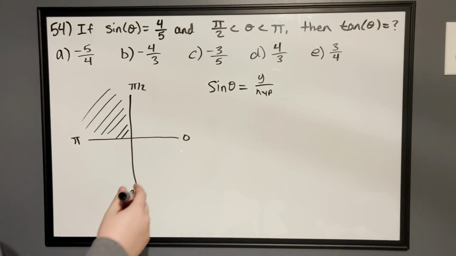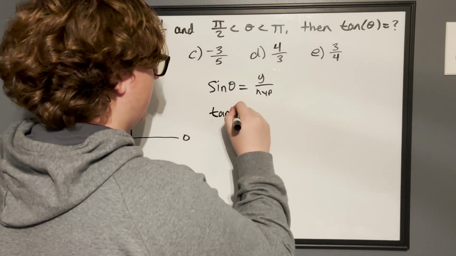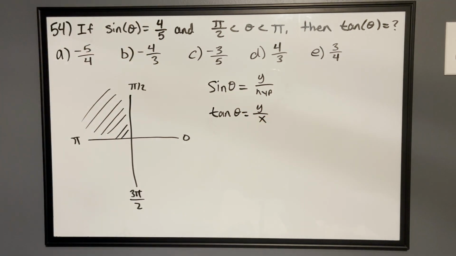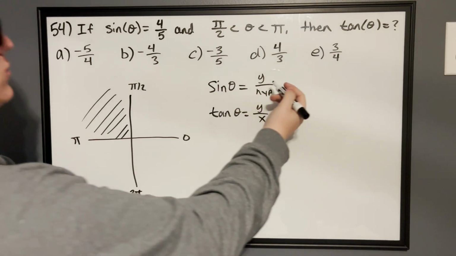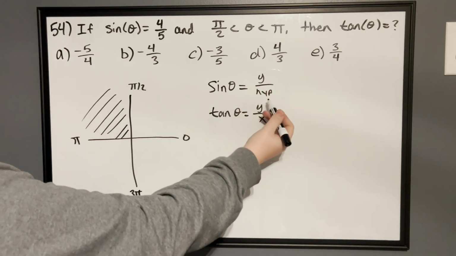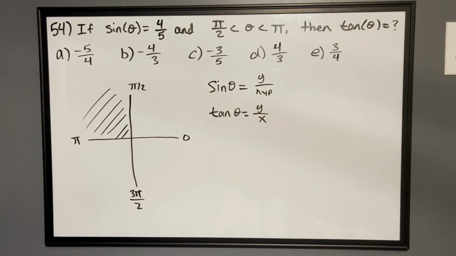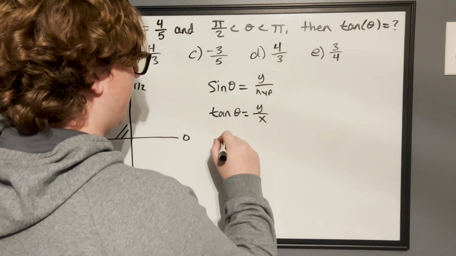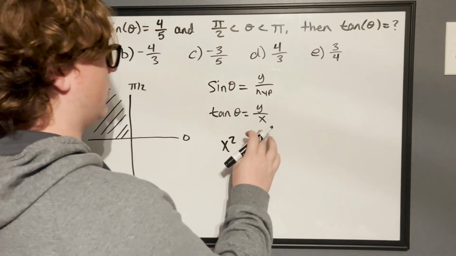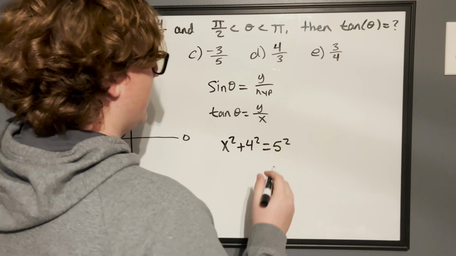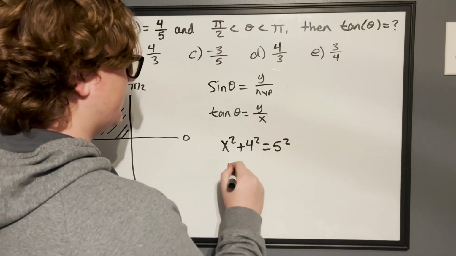So tangent of theta is always equal to y over x. So we need to figure out what the x value is. We have the hypotenuse, which is going to be 5. We have the y value, which is 4, because that's what sine of theta is. We just need to figure out what the x value is. And to do that, we can use the Pythagorean theorem. Remember that if we have x squared, which is what we're looking for, plus 4 squared is equal to 5 squared, when we solve this out, we'll get x is equal to 3.